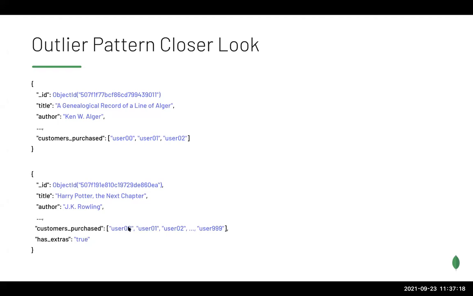So if we exhaust our array, our max number of customers in the document that we want to hold, and in this case, it looks like we're holding 1,000, then this property has extras true is going to tell us that we have an additional collection that has all of the other customers that purchased this book. So in most use cases, when we're accessing our sales records, we can just query one document. But when we do run into that outlier, we might have to run 2 queries to get the additional information. So that is an example of the outlier pattern, design pattern in MongoDB.